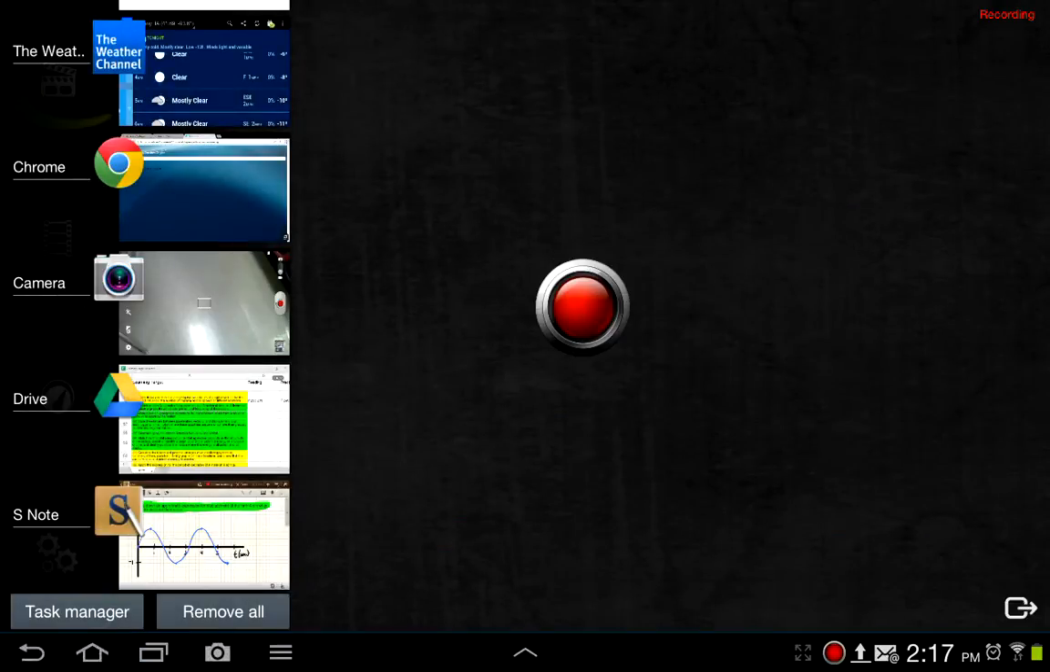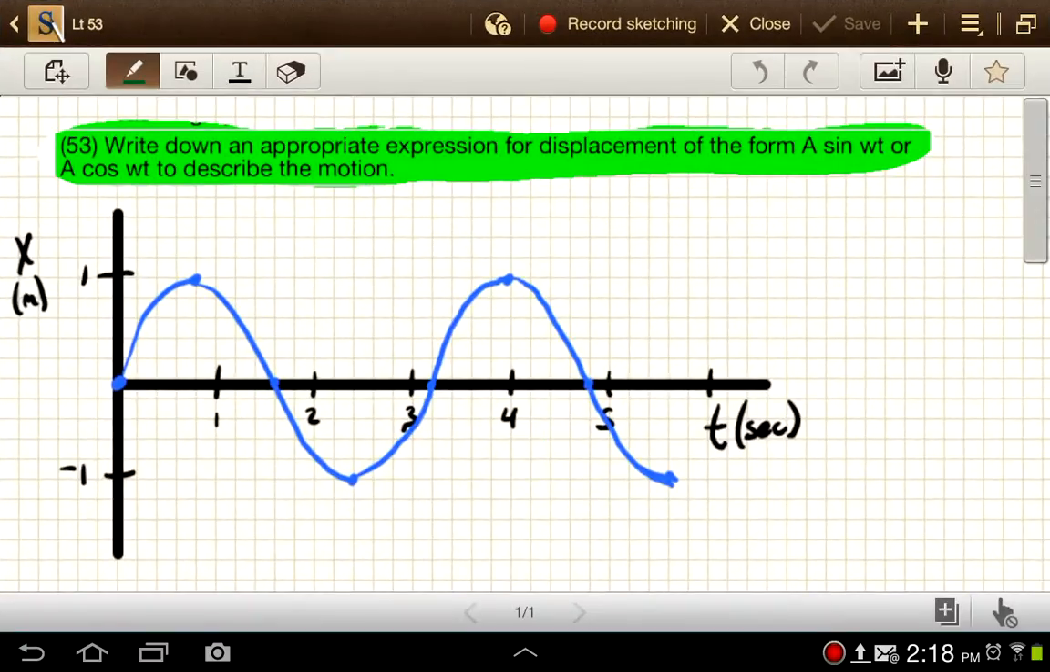Now that we've got the graphing of simple harmonic motion down, it's going to be useful for us to be able to write an equation for that. We said in the previous video that this curve represents a sine curve or a cosine curve. They're the same shape, they just have different initial values. One is shifted over 90 degrees or pi over 2 to the right from the other one.